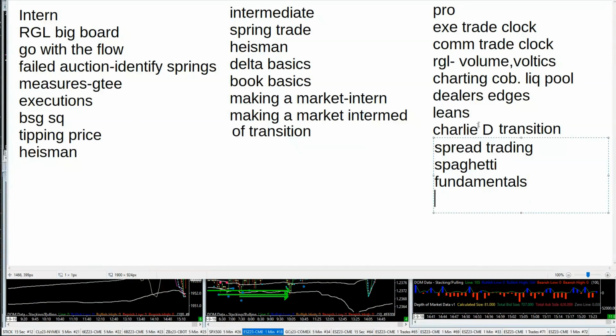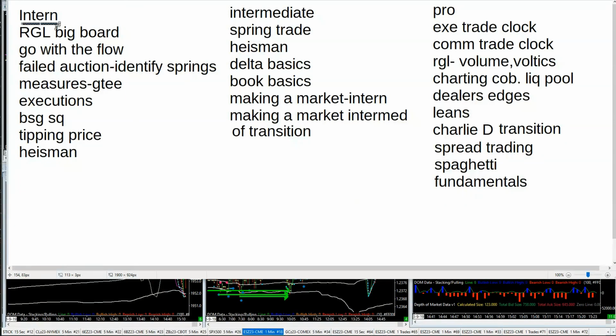So when we look at the process, you can see it builds on each other. This is part of the overall professional process, the big board, going with the flow as much as possible, the BSG squeeze, the idea of getting into those types of trades, developing a knowledge of the tipping price and how to read the Heisman, takes us into the intermediate phases. From the intermediate phases, we start focusing on things like spring trades, trying to get that better price for our trades in the direction of the flow of traffic.